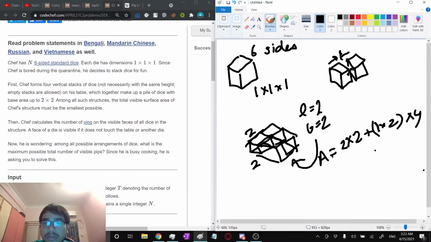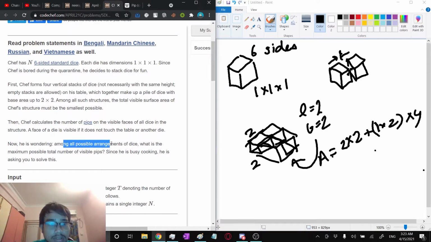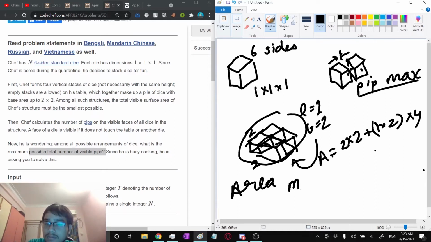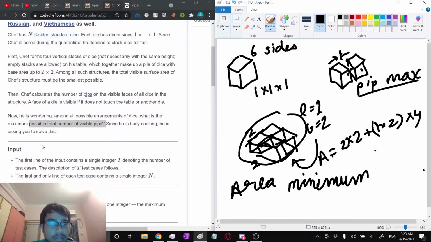He's wondering, among all such possible arrangements, what is the maximum possible total number of pips? So the area should be minimum and the pips should be maximum. These are two conditions which are given to us. Since he is busy cooking, he is asking you to solve this.